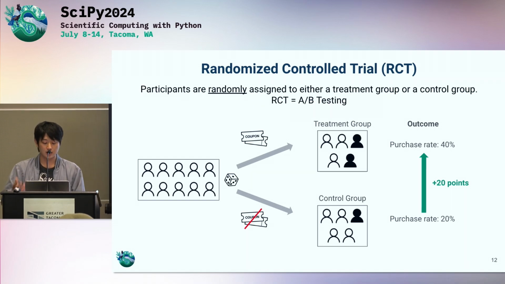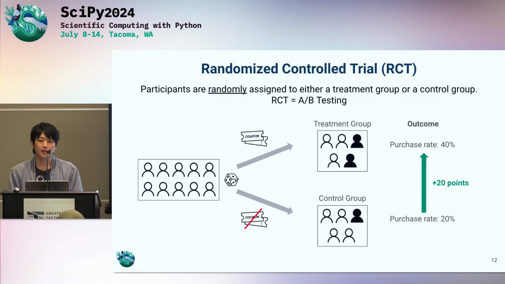Let's briefly explain the steps with an example. First, we randomly divide customers into two groups. The first one is the treatment group, and the people in the treatment group will receive a coupon. And the purchase rate in this case is, let's say, 40%. And people in the control group don't receive a coupon, and the purchase rate is, let's say, 20%. In this case, the effect of the coupon is 20%, as 40% minus 20%. The key point of an RCT is to randomly assign customers into two groups. This step ensures that factors other than coupons are unbiased between the two groups.